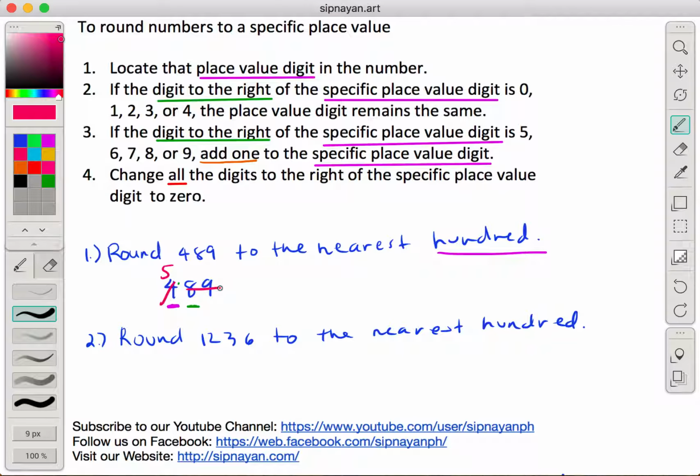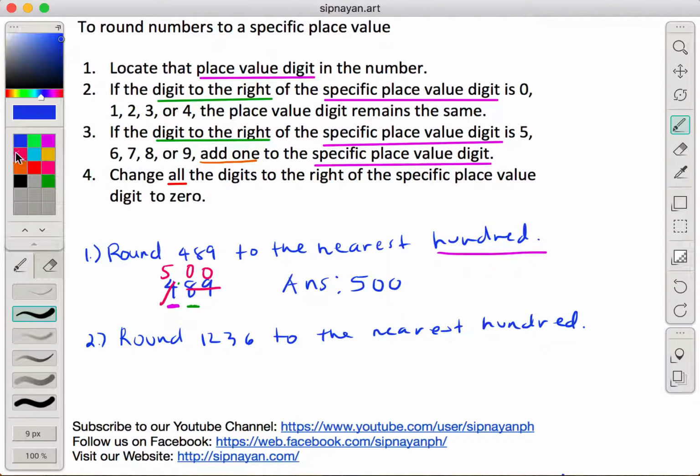Tapos yung lahat ng digit sa kanan, no? Nung pinalitan natin ang digit or the place value digit will be replaced with zeros. No? So bawat isang digit papalitan ng 0. So therefore, the answer here, if you round 489 to the nearest 100, we get 500.